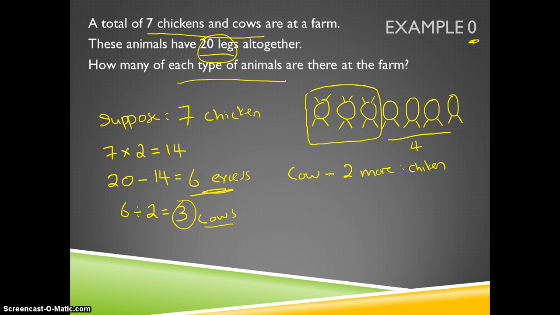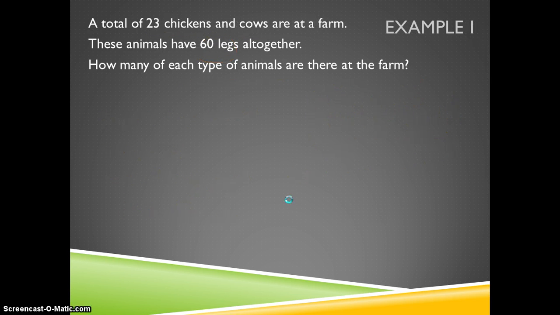Now if you don't believe me, let's check. This is 3 times 4, that gives me 12, so I have 12 legs. This is 4 times 2, it gives me 8 legs. 12 plus 8, that's 20 legs. So I'm actually correct. This is what we mean by make a supposition. Let's look at this example. Same thing except the numbers are bigger. So 23 chickens and cows, 60 legs altogether.